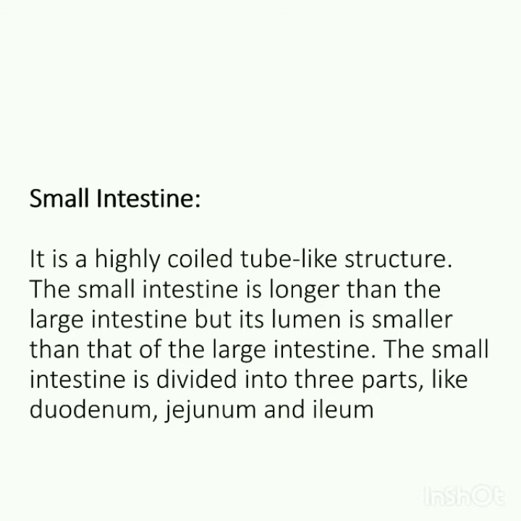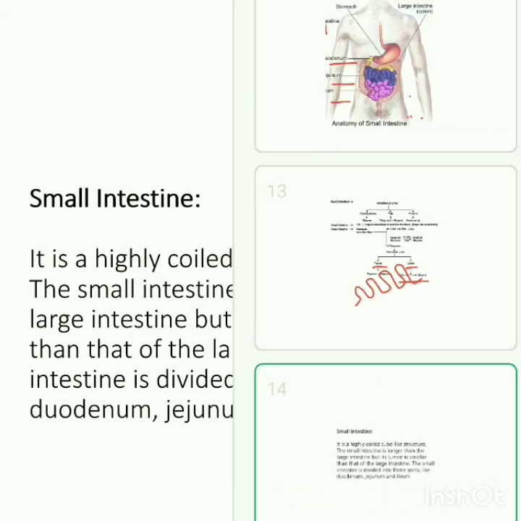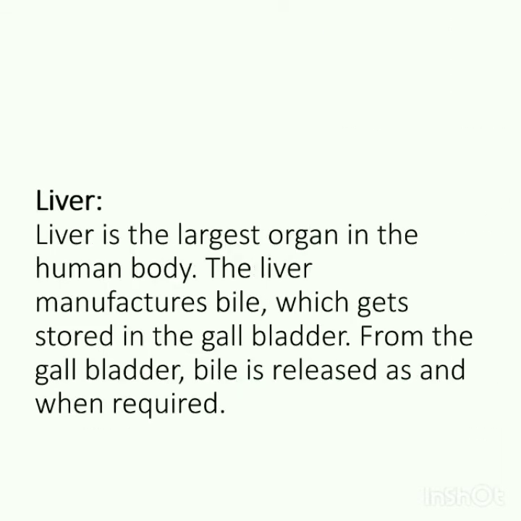It is a highly coiled tube-like structure. The small intestine is longer than the large intestine, but its lumen is smaller than that of the large intestine. The small intestine is divided into 3 parts, that is duodenum, jejunum and ileum. Now, the liver is the largest organ in the human body.